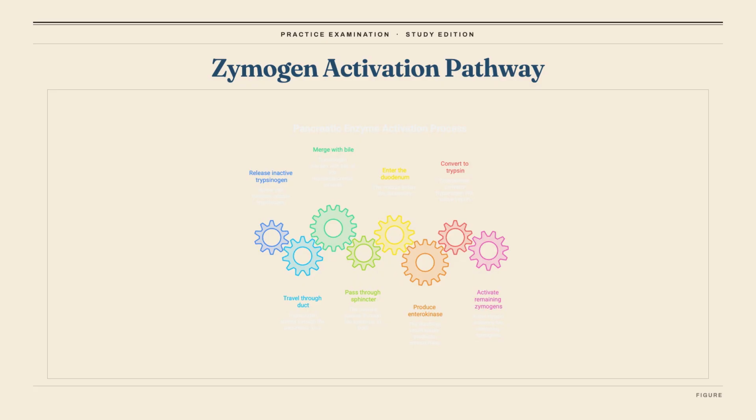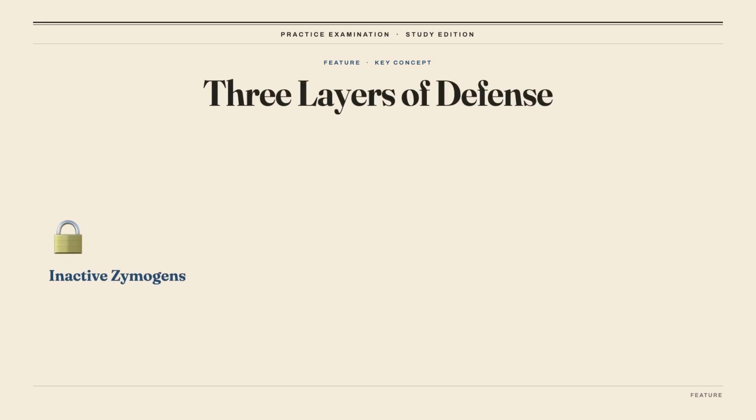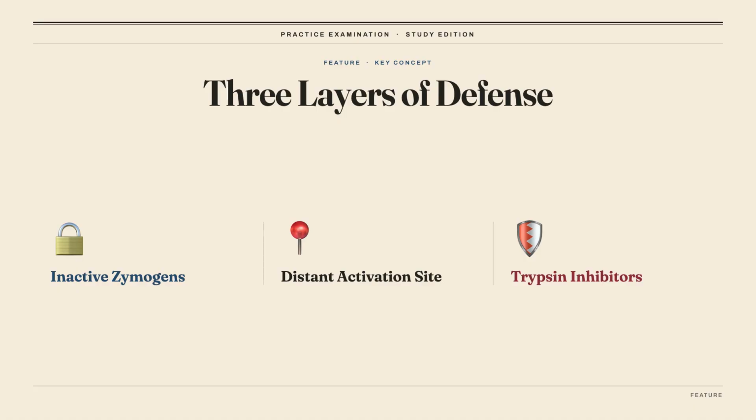Activation only happens in the duodenum, far from the gland itself. Enterokinase from the intestinal lining converts trypsinogen into trypsin, which then triggers every other zymogen in a controlled cascade. The third layer is a backstop. Trypsin inhibitors neutralize any enzyme that activates prematurely inside the gland. This means pancreatitis is a threshold problem, not a switch, occurring only when premature activation overwhelms the inhibitor's capacity.